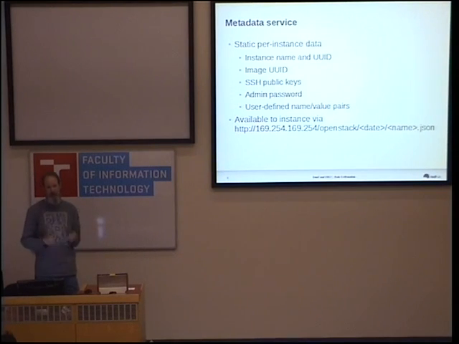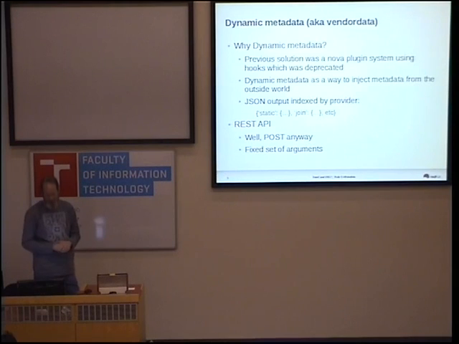There are two things you can get: userdata.json and metadata.json. I'm going to focus on the metadata. They also say there's a new thing with Newton called dynamic metadata.